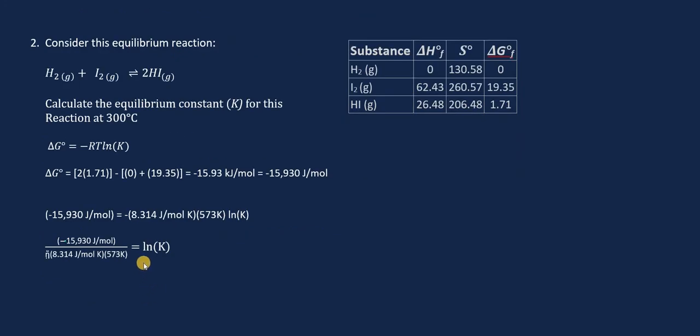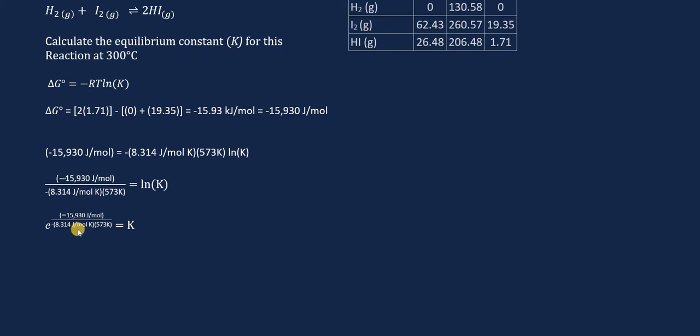Once you divide it over, you'll end up with this term, where you have this fraction equal to the natural log of K. Well, the only thing now stopping us from getting to K is this natural log. And the opposite of natural log is E, Euler's number. So to get rid of this natural log, what we need to do is raise both sides of this equation as a power of E, and that will cancel out the natural log. Let me show you what I mean by that.